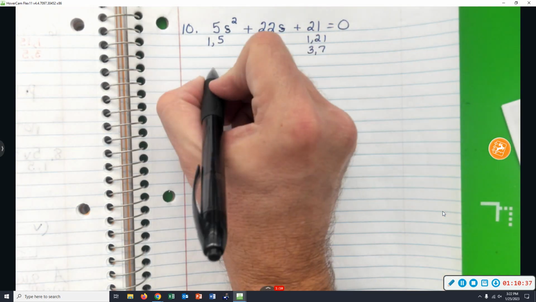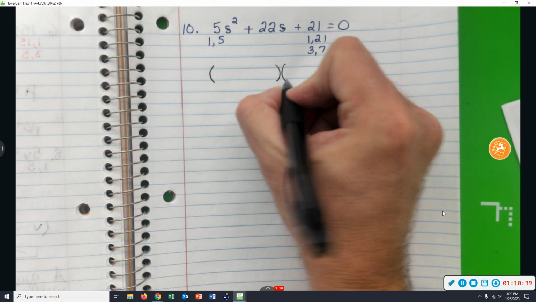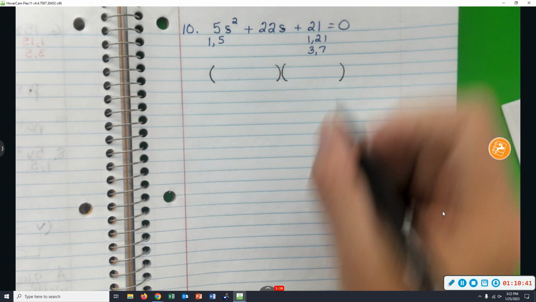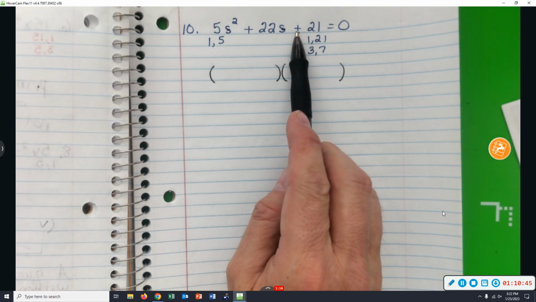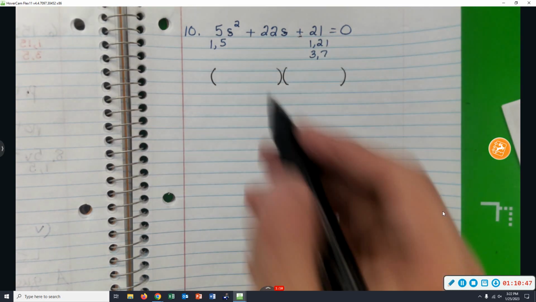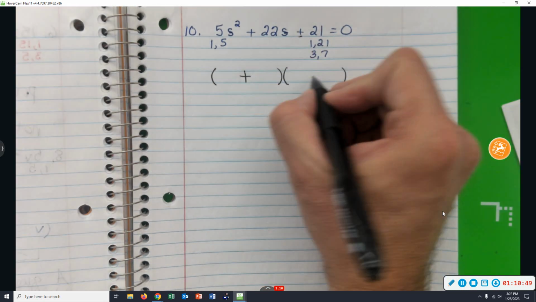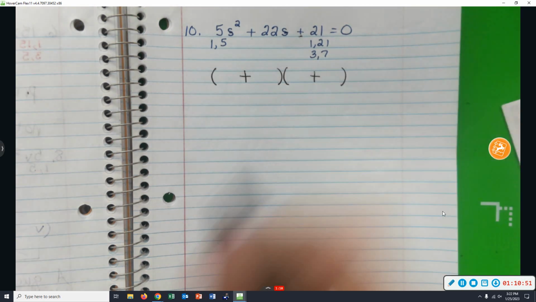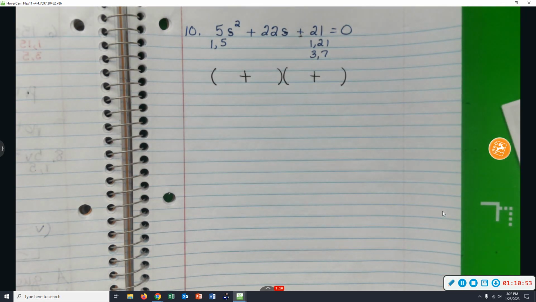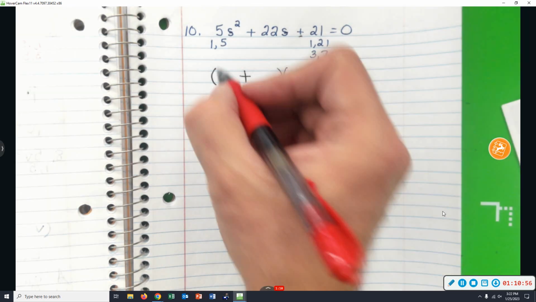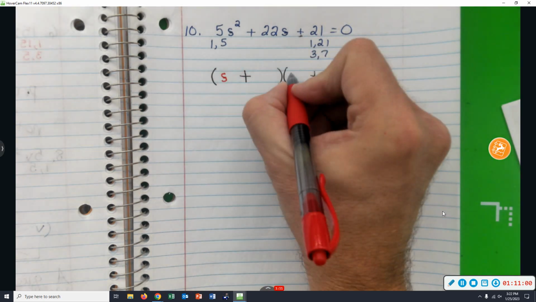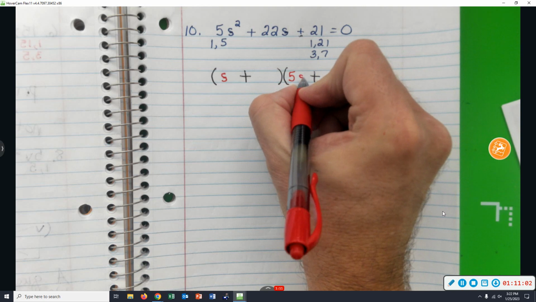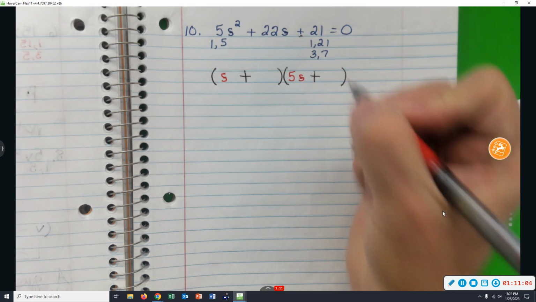I'll draw my parentheses. So what did we decide about the signs here? Yeah, both plus. Second sign is plus, so 2 of the first sign. So I'll say 1s and 5s.